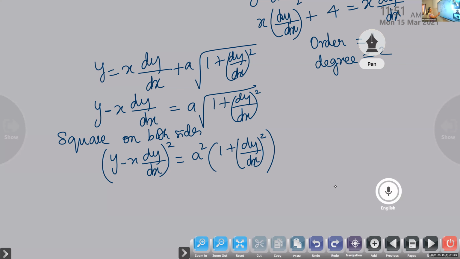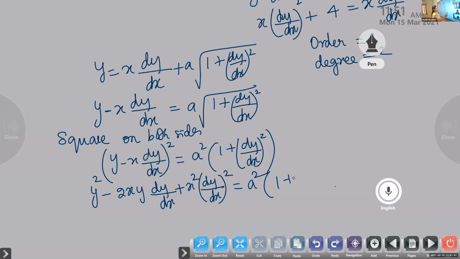Okay, so now expand it. When you expand this, we get y square minus 2xy dy by dx plus x square (dy by dx) the whole square, equal to a square into (1 plus dy by dx) the whole square. Now we have removed the root, isn't it? We are squaring on both sides and we have removed the root. So now write down what is the order and what is the degree. Karthik, what is the order and what is the degree?